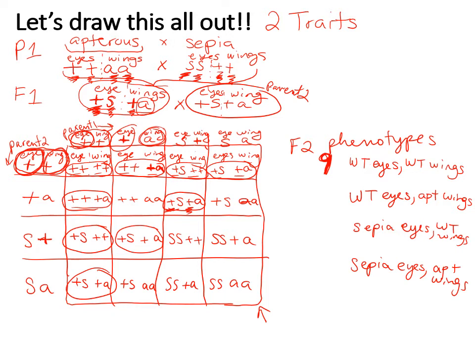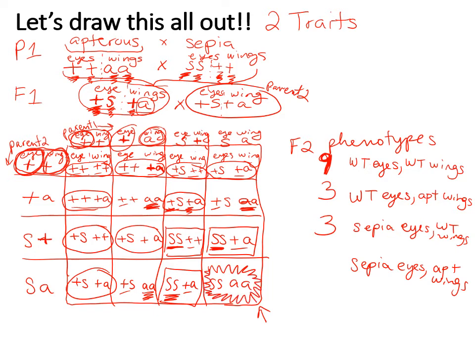Okay, so we're going to look for any of the ones that have double little a's for the wings, and for the eyes, it has to have at least one plus mark. Okay, so what do you notice? Those are 3 of them that had the wild type eyes and the apterous wings. Then you look for the flip or the reverse of that, the ones that have the 2 little s symbols, so they're sepia eyes, and they have at least one plus mark. Okay, at least one plus mark, so that would be 3 of them. Okay, so we have 1, 2, 3 of them with sepia eyes and wild type wings, and that leaves us with our 1 out of 16 fully recessive mutant.